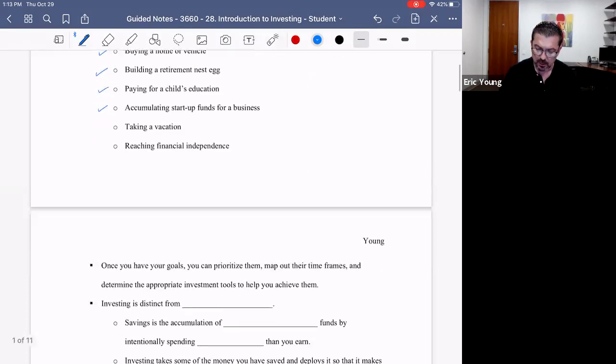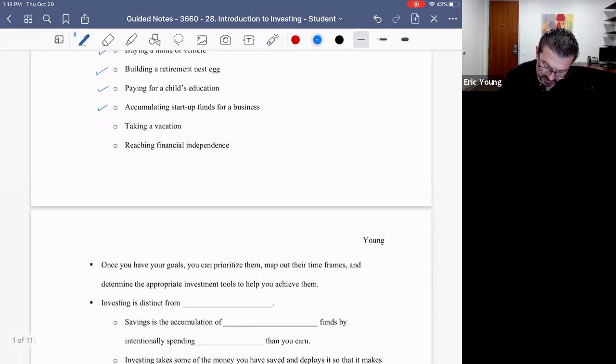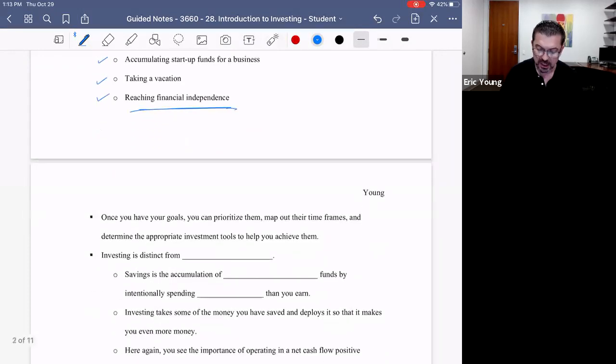Some of you entrepreneurs, you're going to want to accumulate startup funds. You're going to want to take some vacations, perhaps. And critically, ultimately, I think that a fantastic financial goal and a fantastic investment goal is reaching financial independence. Now, there's a lot about this right now. There's a whole school of thought called FIRE, F-I-R-E, financial independence, retire early. Everybody has their own different views on what constitutes financial independence. For some people, it's simply saying, I never have to worry about money again. And that's a great feeling, not having to worry about money.